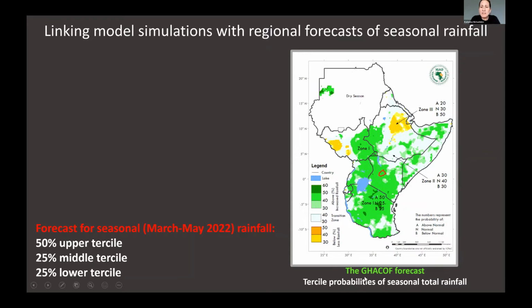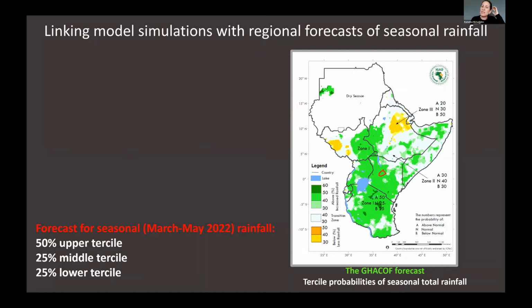So we provided this as a pilot for a large basin, a 15,000 square kilometer basin in Kenya, the Ewaso Ng'iro basin. In here in red, you can see. And the tercile forecasts by the GHACOF were given as 50% for the upper tercile, meaning above normal, 25% for the normal, and 25% below normal for this season that we're just in right now, the March, April, May season. Now, as you can see from this map, the granularity is pretty low. So for the entire blob where you see the green, that's the forecast, but we don't really know what that means for water on the ground.